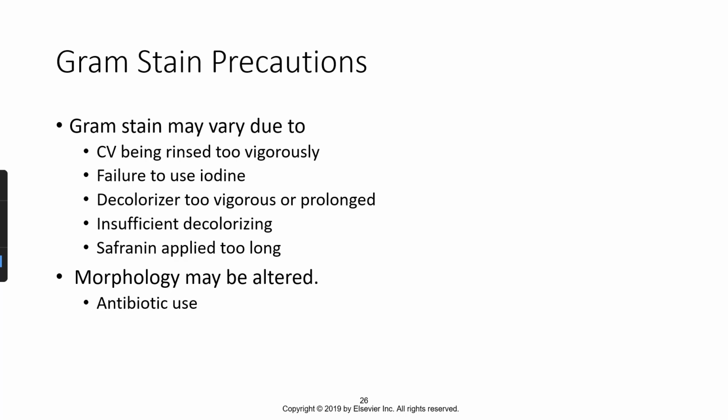Decolorizer is too vigorous or prolonged. So if you really douse it or let it sit on there, it's going to wash everything away and everything's going to eventually look pink. Insufficient decolorizing. So as I mentioned previously, if you don't decolorize enough, everything's going to look purple. Or if the safranin is applied for too long, that could impact the integrity of the cells. Usually, 30 seconds with the safranin and a quick rinse takes care of it. If you let it sit on there for too long, it could have some negative effects.